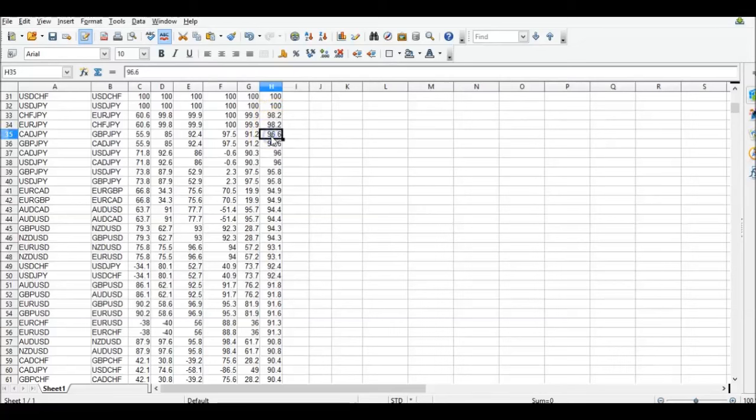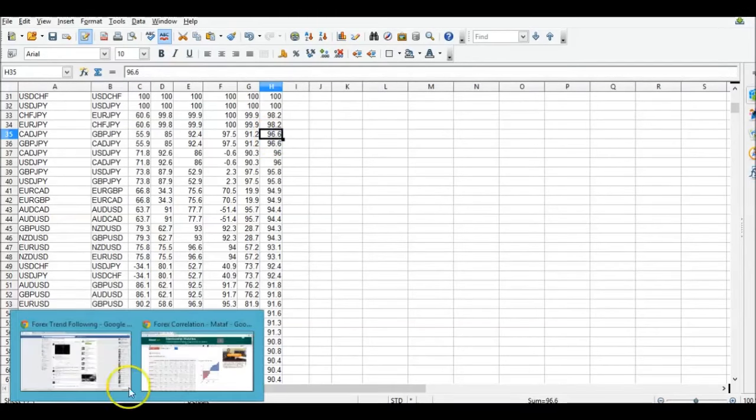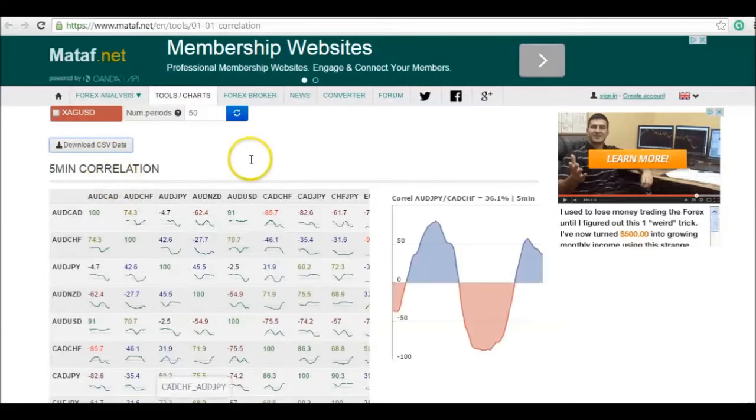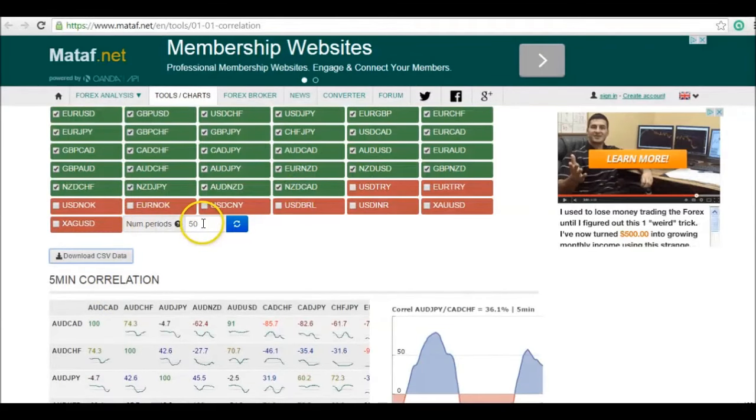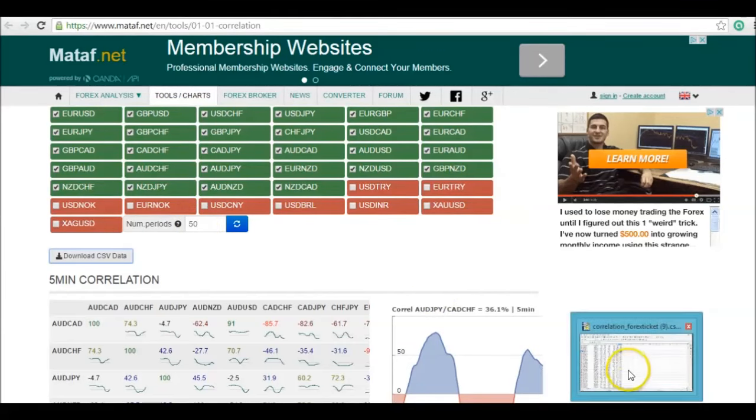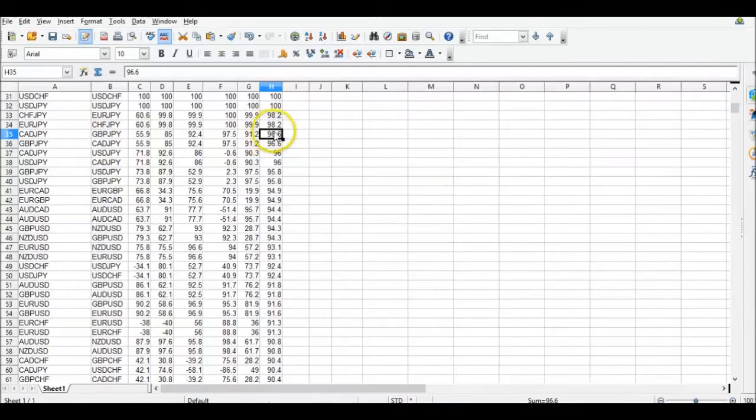And the next one down is the CAD yen versus British pound yen. Now, it says it's got a weekly correlation of 96.6 over the past 50 weeks. It showed you right here, number of periods 50. You can change this number to whatever you want to find the correlation over the past X number of weeks. But I just left it at 50. And so it's correlated at 96.6% over the past 50 weeks, which is the past year basically.